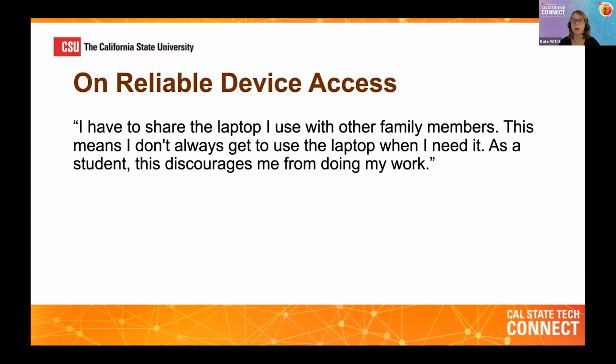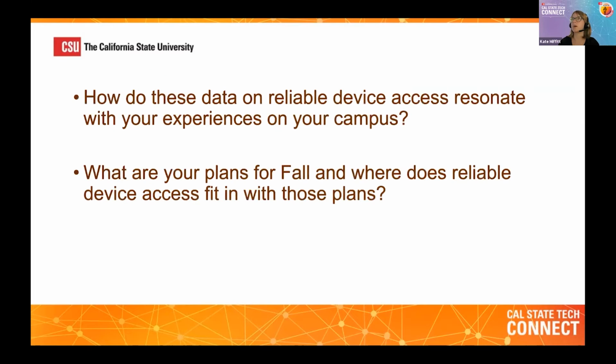So I want to talk a bit about your experiences on campuses. Again, we can talk a bit about how your IT department supported device access for students. But I wanted to talk to you about the reliability issues that have emerged that students have shared. So Mark, could you start us off this time? Could you talk a bit about how Sacramento State addressed device access for students?